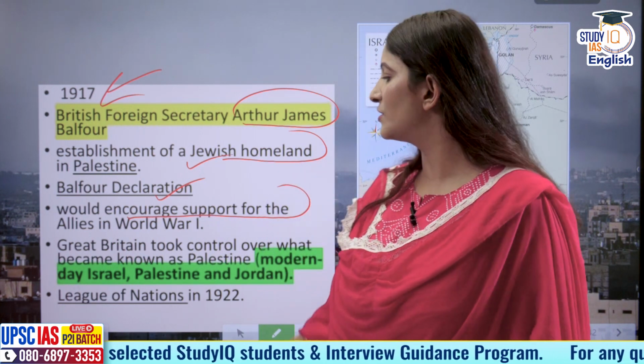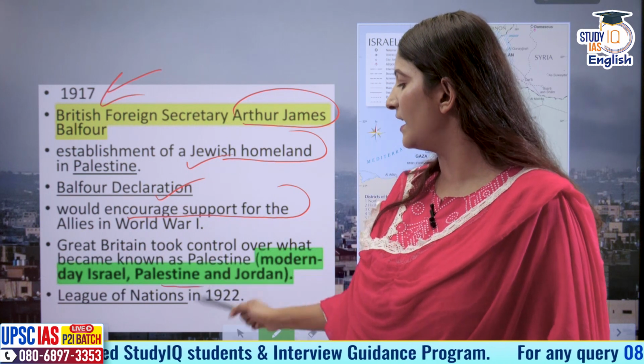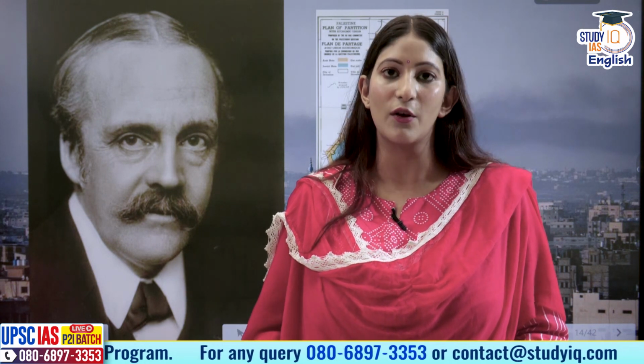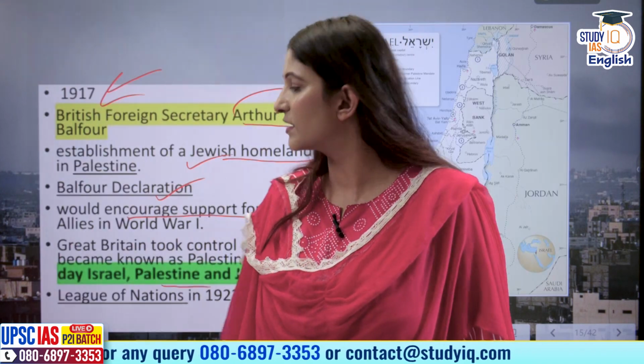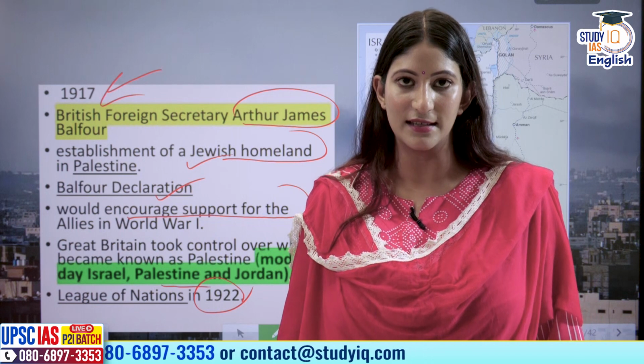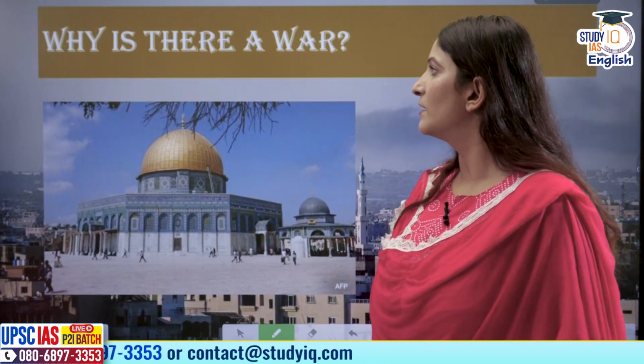This included the regions of current-day Israel, Palestine, and even Jordan. This was the partition plan. And many countries supported this plan because the entire sentiment for Jews, the Holocaust, was one of the reasons, of course, that there was a necessity of creating a Jewish homeland. And the League of Nations in 1922 said yes to this entire plan.